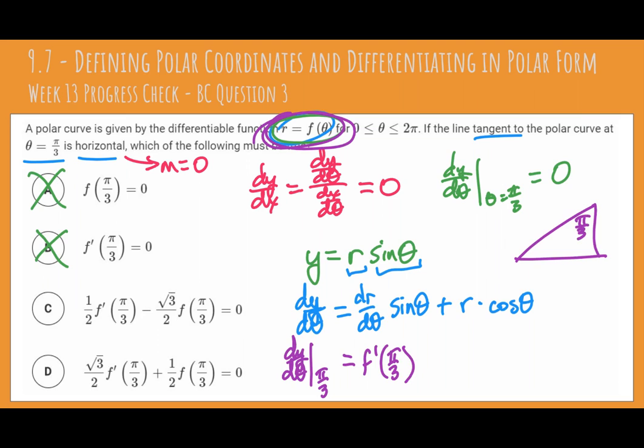So pi over 3, 1, 2, square root of 3. So sine of pi over 3 is going to be square root of 3 over 2, plus r. So r is just f of pi over 3 times the cosine of theta. Cosine of pi over 3 is going to be 1/2. So matching that up with our options here, it looks like D is going to be our answer.